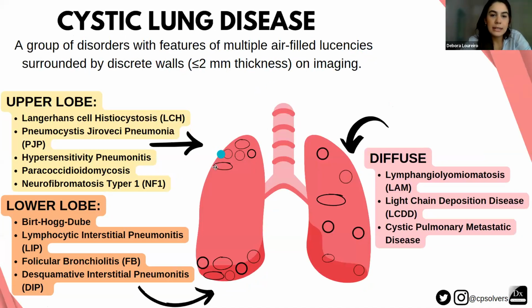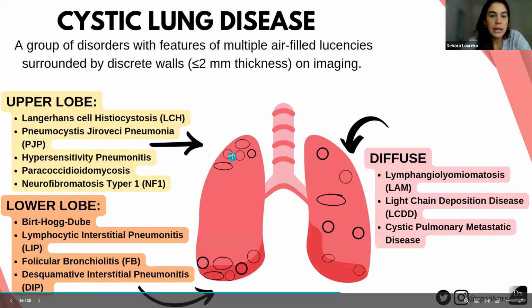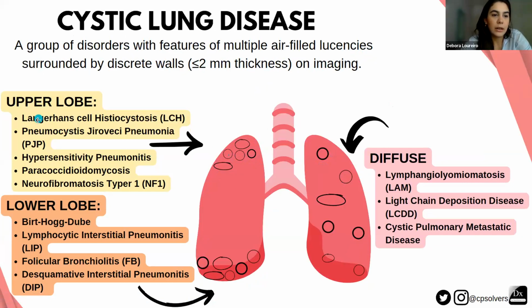Here it is divided by where we can see the cysts: in the upper lobe, in the lower lobe, or diffuse. In the upper lobe, we can have all these differentials: Langerhans cell histiocytosis, PJP, hypersensitivity pneumonitis, paracoccidioidomycosis, and neurofibromatosis type 1.